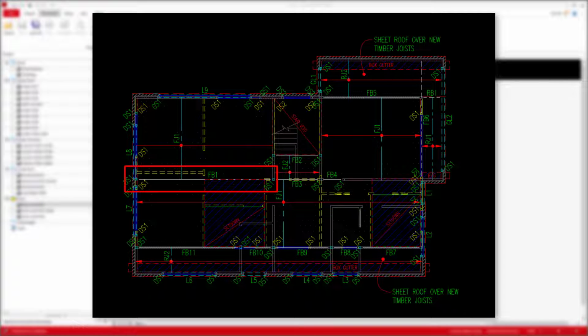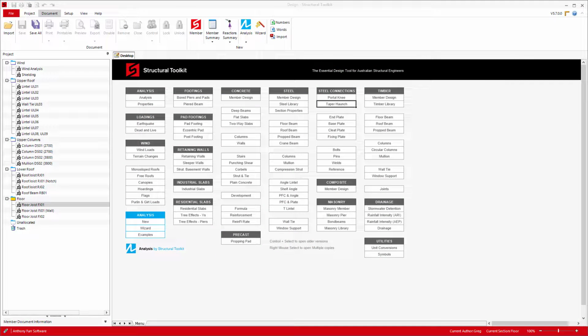Our first floor beam, FB1, is quite long in span, but load-wise is going to be fairly straightforward. Loaded onto it are floor joists on both sides of the beam. We'll open up another floor beam designed in timber and call it FB01.